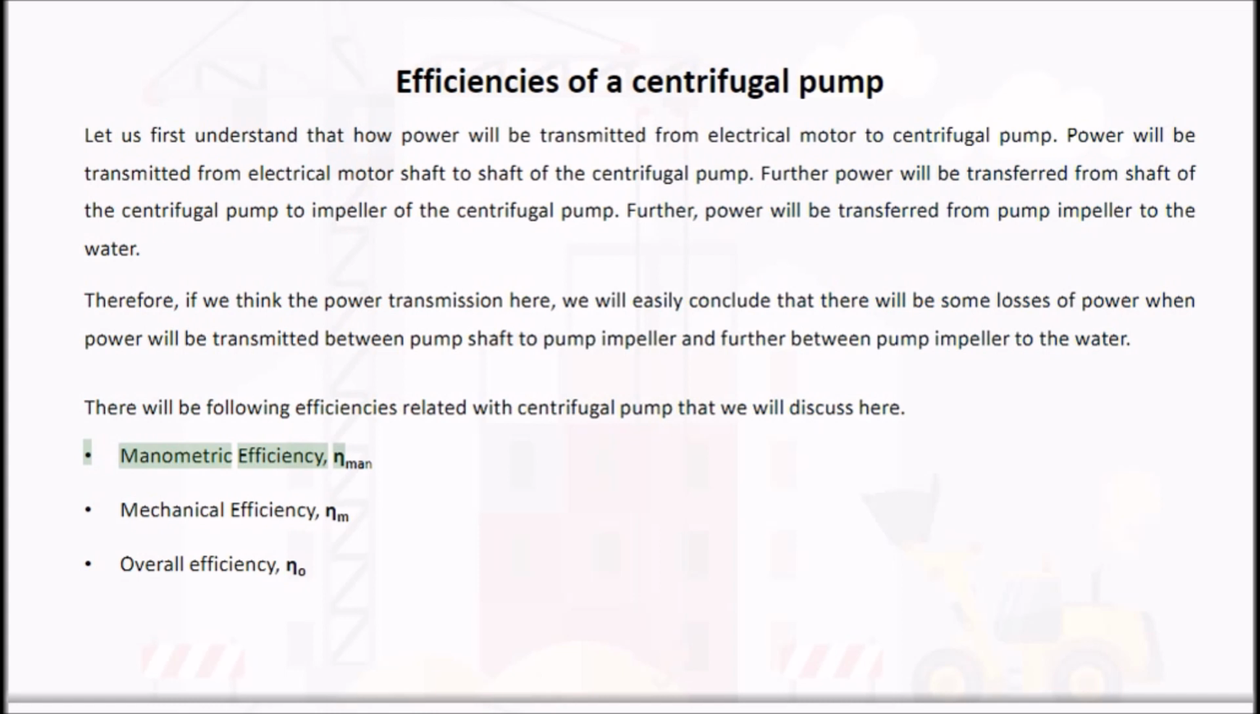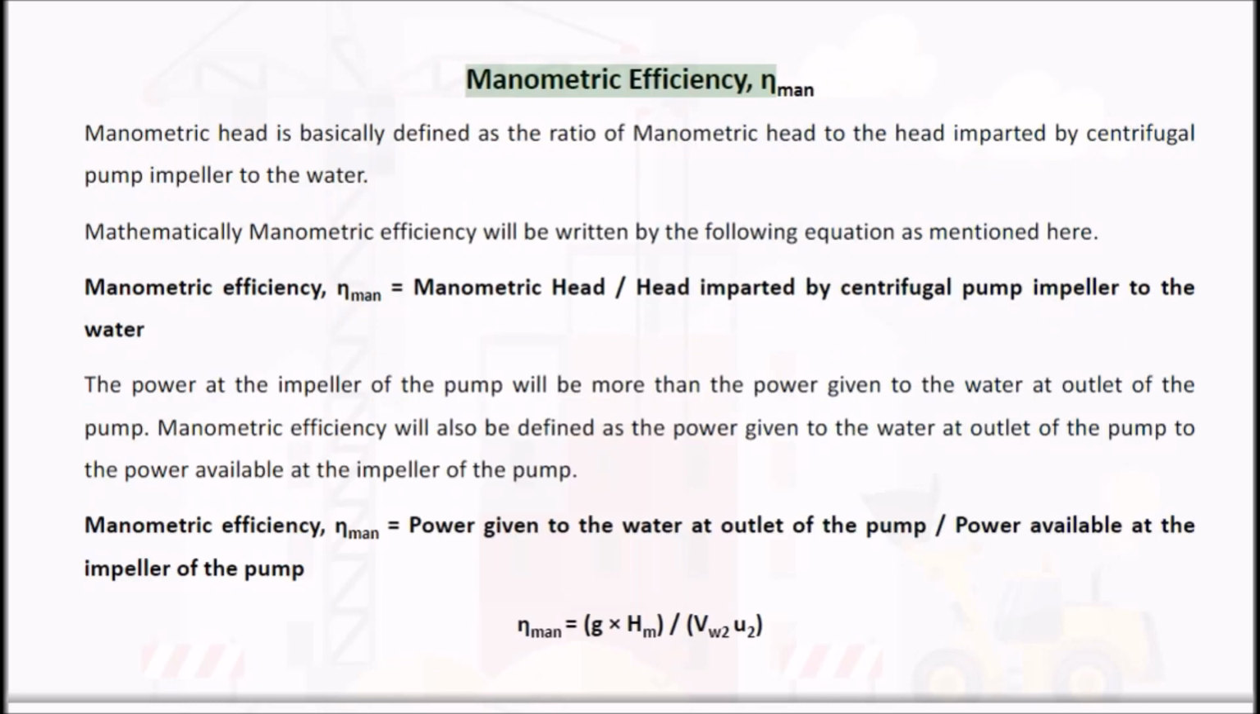Manometric efficiency, eta man. Mechanical efficiency, eta mech. Overall efficiency, eta o. Manometric efficiency, eta man, is basically defined as the ratio of manometric head to the head imparted by the centrifugal pump impeller to the water.